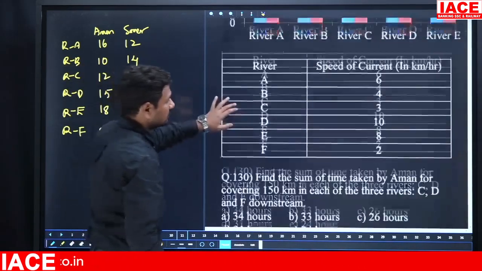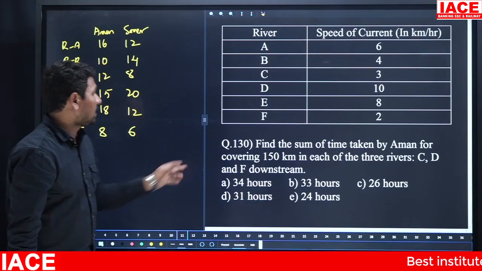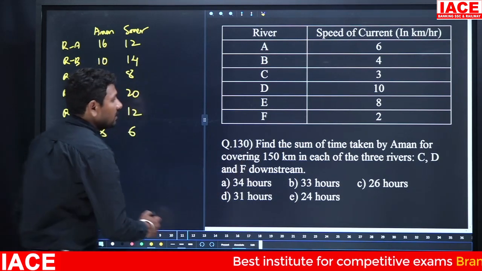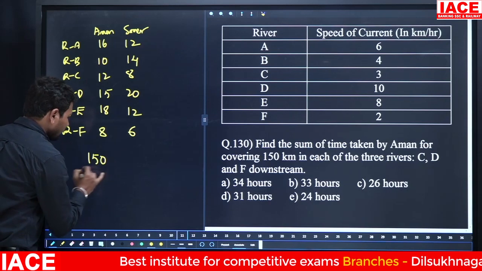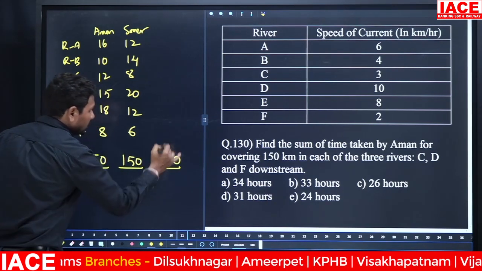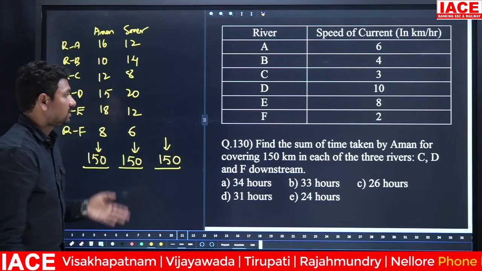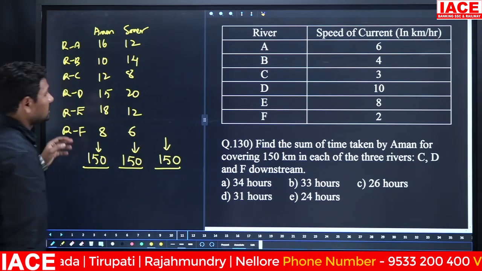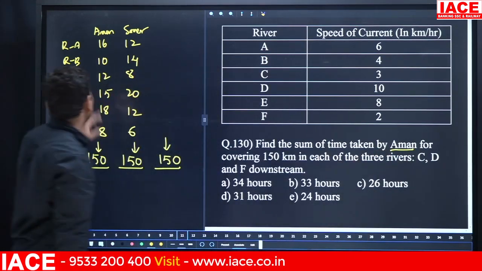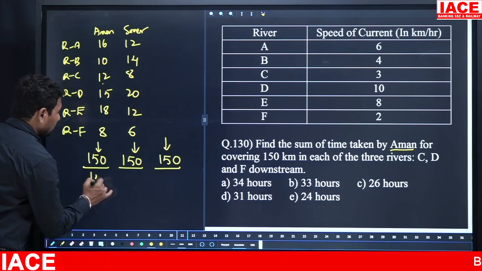Next, find the sum of the time taken by Aman for covering 150 km in each of the 3 rivers C, D, F downstream. Here 150 kilometers by, 150 kilometers by, 150 kilometers by. All are downstream. C, D, F: they are asking about Aman. Aman's speed is 12. 12 plus 3 is equal to 15.